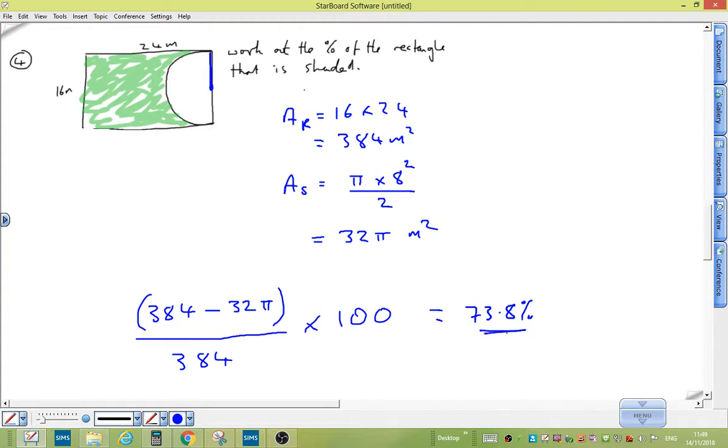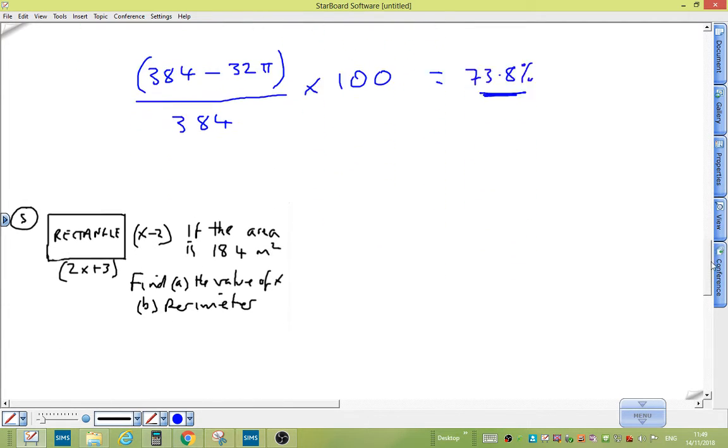73.8% is the percent of the shaded bit. Your hands, have you got that right? Okay, well done. And that brings us on to a bit of algebra now. Okay, so a bit of algebra.